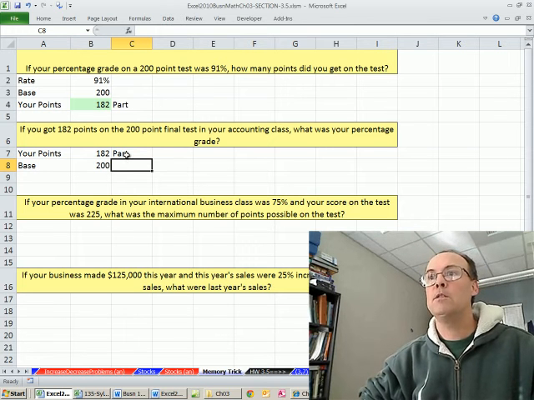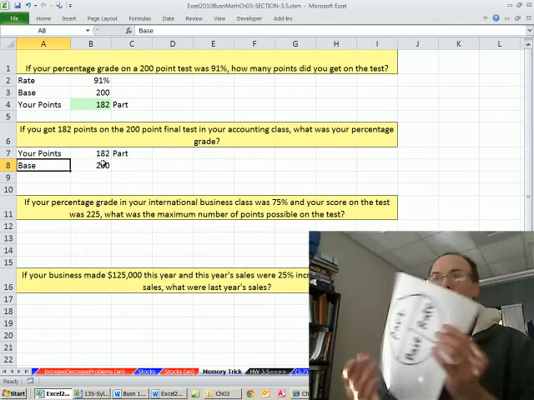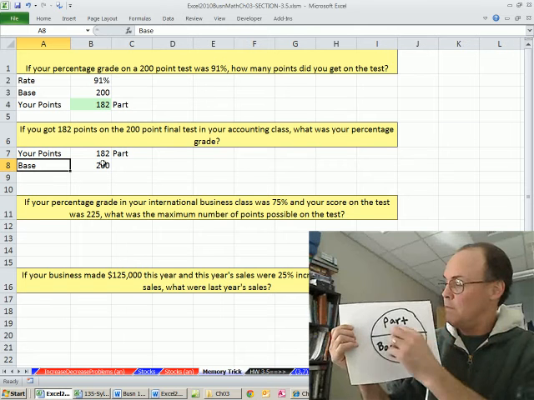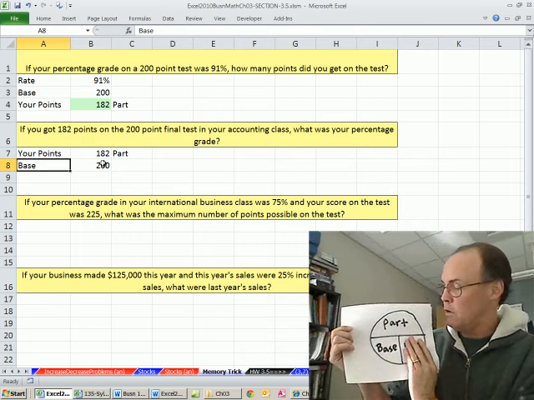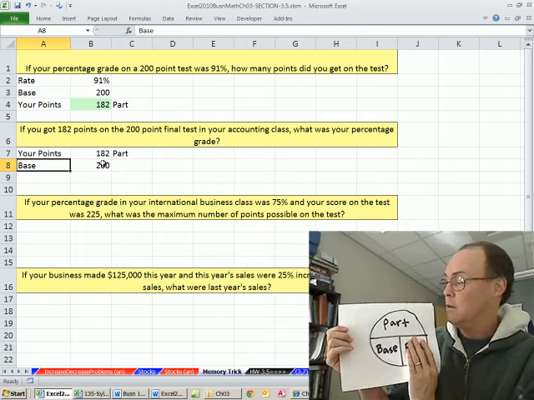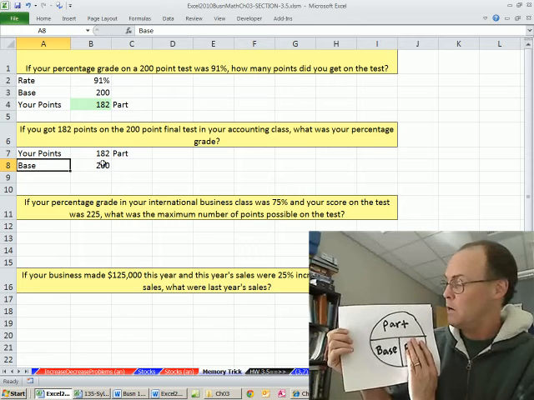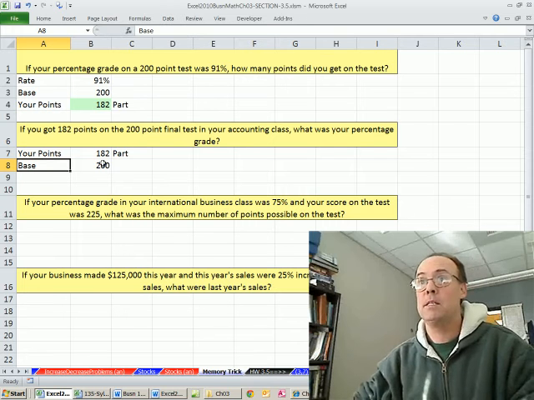And so that means we have a part and a base. So when we look here, we have the part and the base. So that means we're solving for rate. And the problem says, what is your percentage grade? So it's going to be part divided by base.